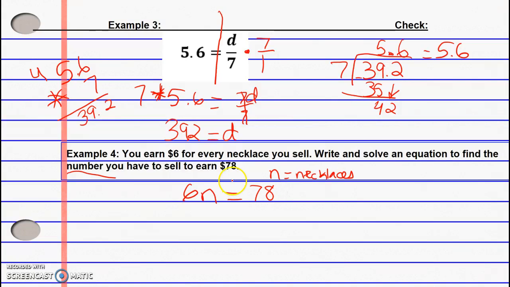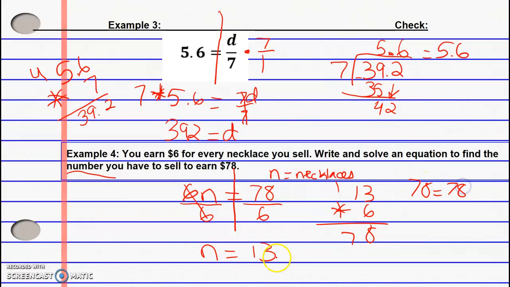So now that we've written it, we've got to solve it like we solve all the rest of them. We're multiplying by 6, so we've got to divide by 6. When you do that, you get n equals 13. You plug 13 back in for n. You get 78. 78 equals 78. So 13 necklaces is our answer.